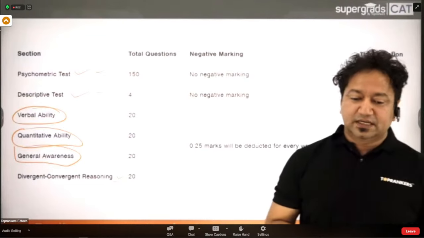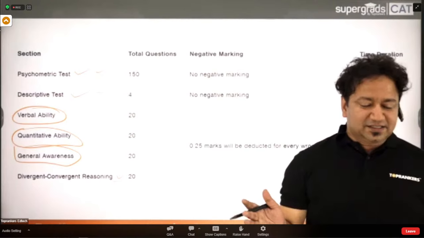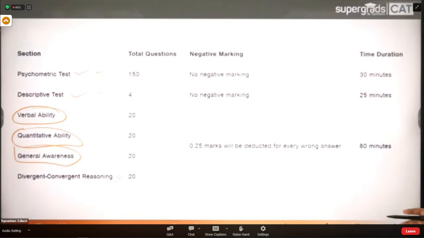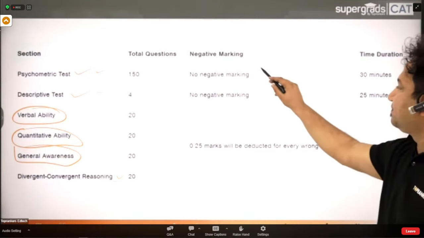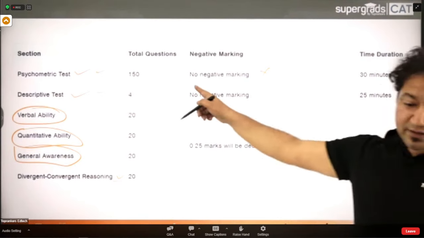We'll be solving some sample questions. This is going to be very interesting, a very creativity filled class. By the way, for the psychometric test and descriptive test, there is no negative marking. And the time given is 30 minutes, 150 questions in 30 minutes.